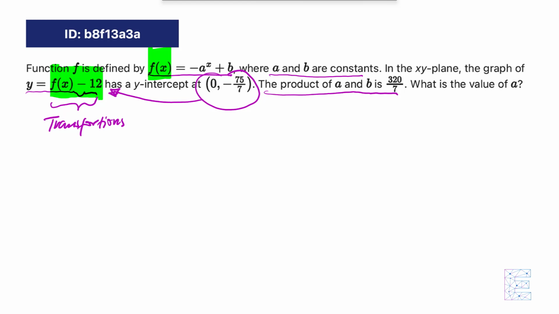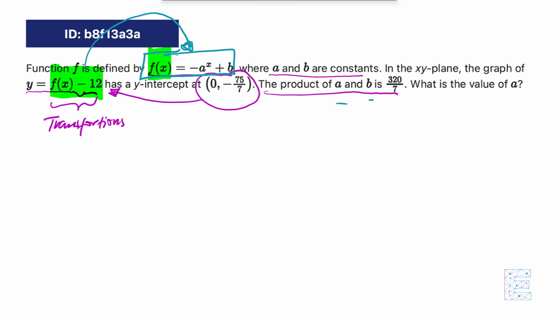So then the question is asking, what is the product of a and b? Or rather, the product of a and b is given to us as 320 over 7. But now look, a and b is associated with the original function, not the new one after it's been moved down 12. So to answer this question, we're going to have to undo the downward movement. So it brings us back to the original function, which has the a and b that we are going to need here. So hope that makes sense.